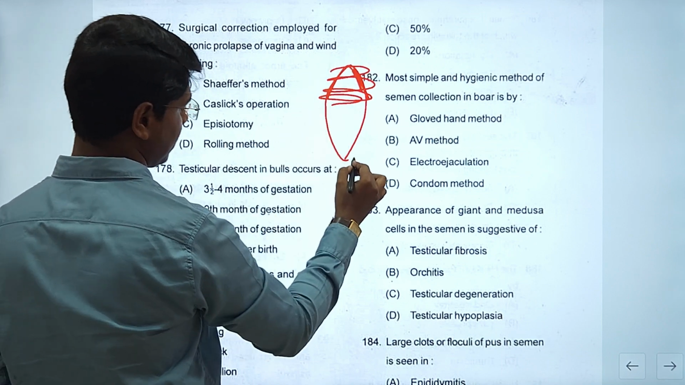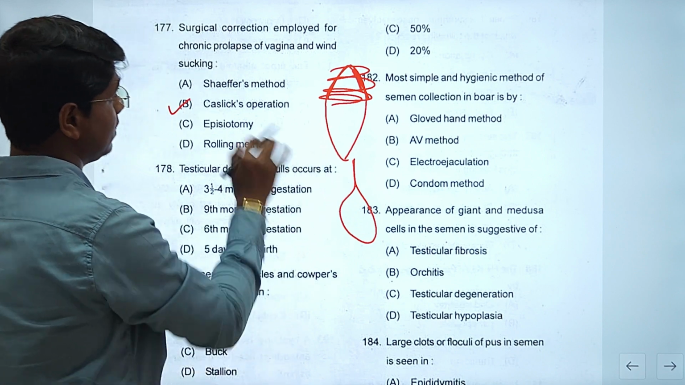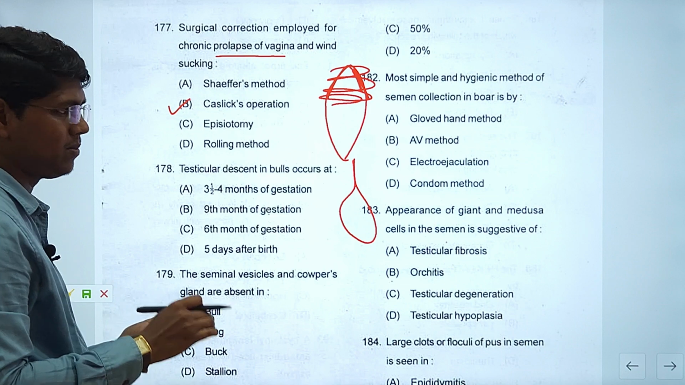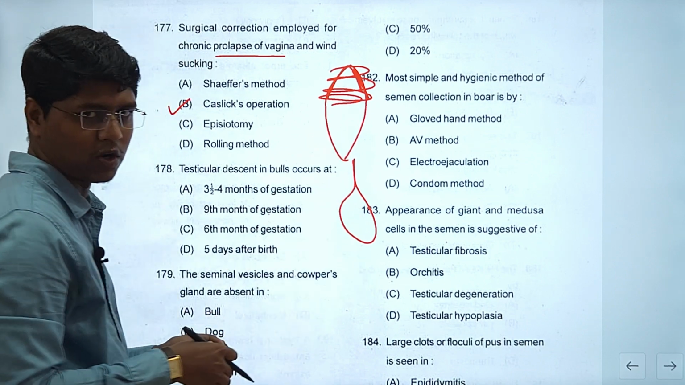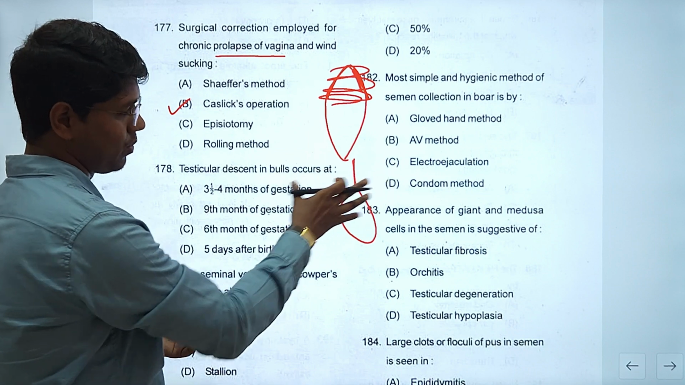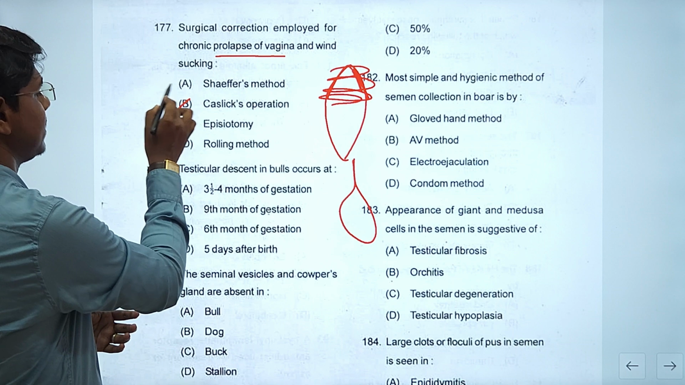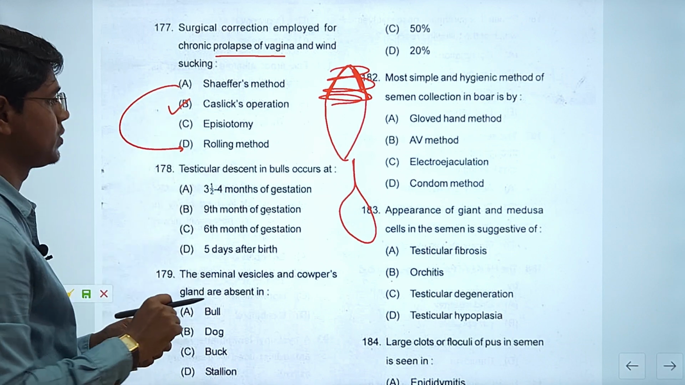So when this is closed like this, it will look like this. The chronic prolapse of the vagina will be resolved. If the animal is pregnant, then at the time of parturition, these sutures will be cut, so that it will widen up and the fetus can come out. That is Caslick's operation. Schaeffer's method and rolling method are basically used for correction of uterine torsion.